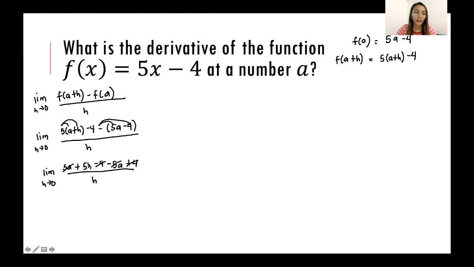So we can also cancel h and h here. Okay, so ang matitira na lang dyan, 5h over h. Pwede na natin i-cancel itong dalawa. So therefore, the limit of 5 as h approaches 0, so since wala naman dyan h, we can conclude that the derivative, or f prime of a, is equal to 5. So that is the derivative.